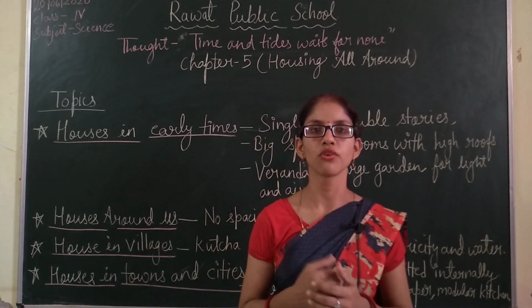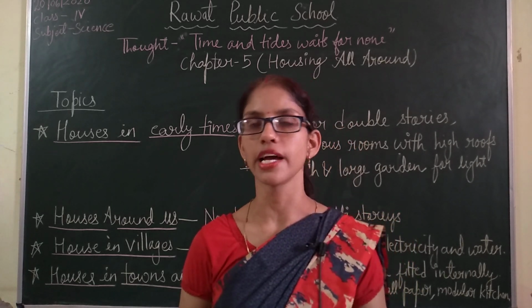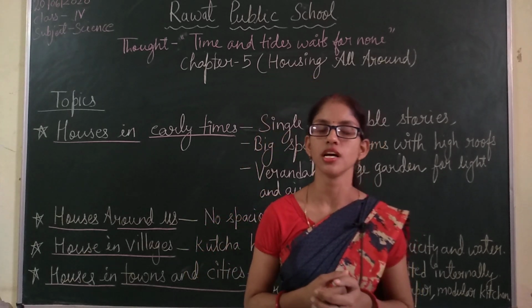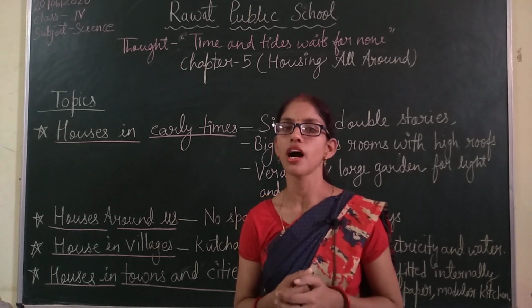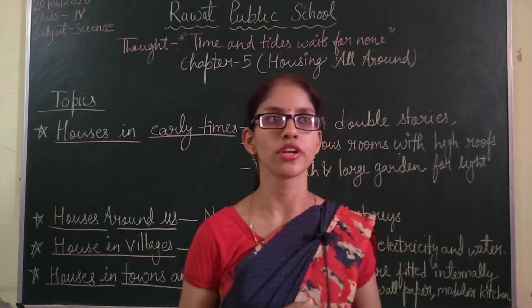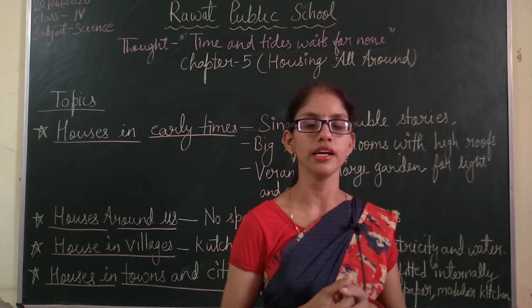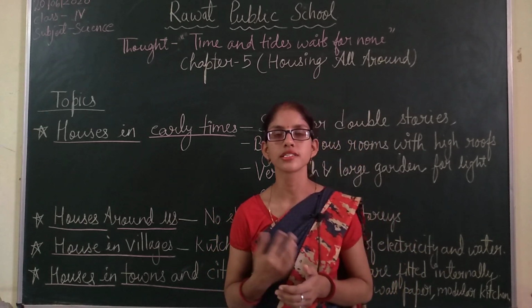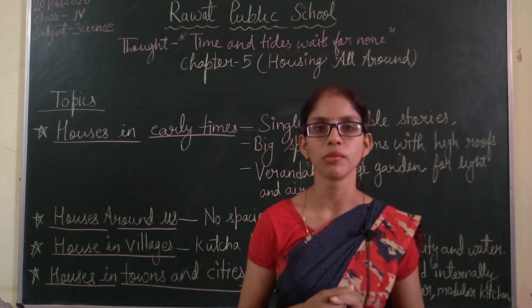Kacha houses are made up of straw, mud and sticks and are found usually in villages, and they cannot withstand harsh climatic conditions, for example strong rain and strong winds. Whereas the second one is the pakka or the permanent houses.